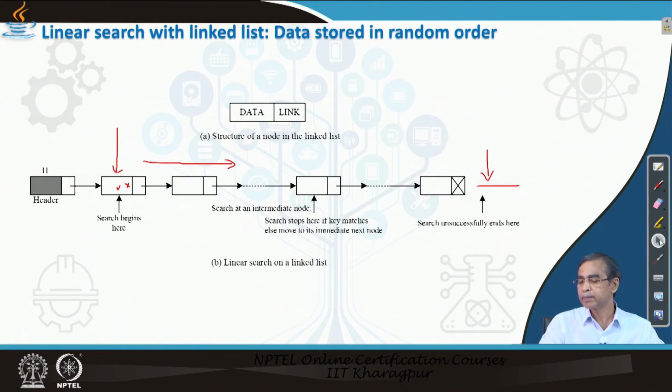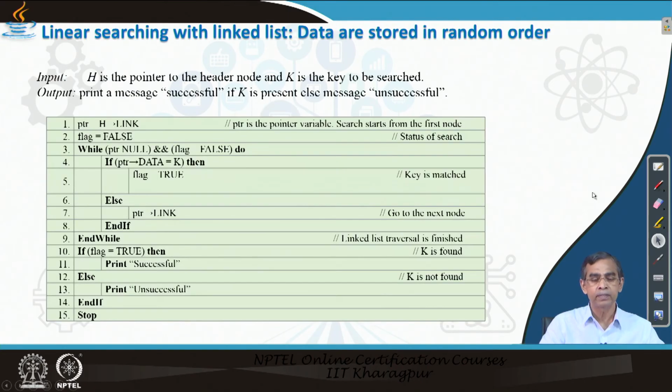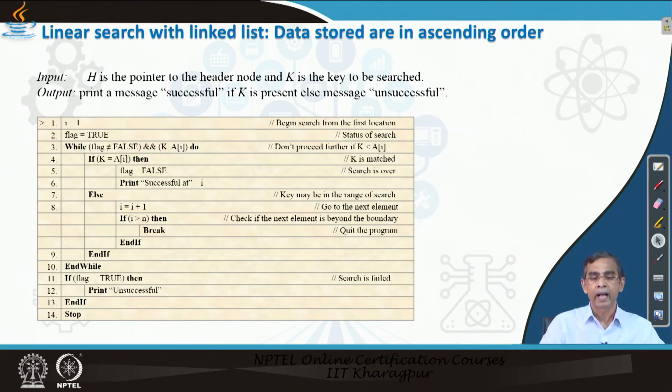So this is the basic technique, and you can also follow an algorithm. This algorithm is given so that you can implement it. We have possibly implemented the same algorithm while discussing the linked list data structure. This algorithm is pretty simple and can be implemented easily. When the data are stored in order, assume ascending order, how the algorithm works is mentioned in this algorithm. It is basically the same as the linear search with an array that we have discussed.